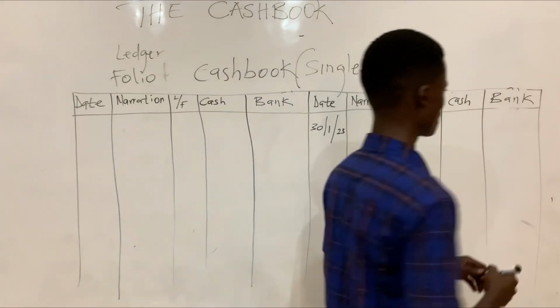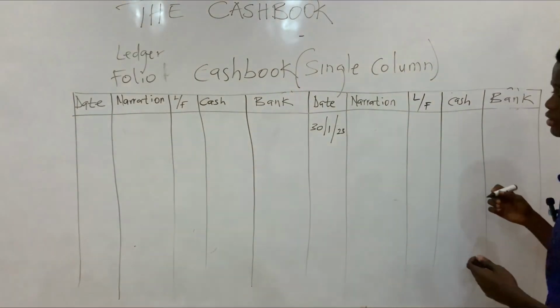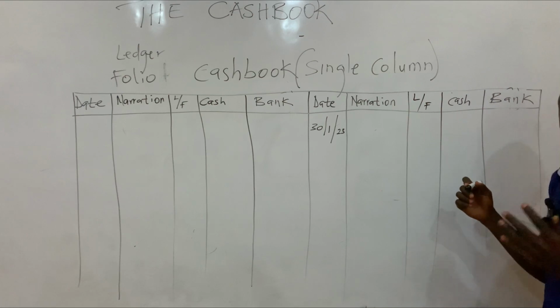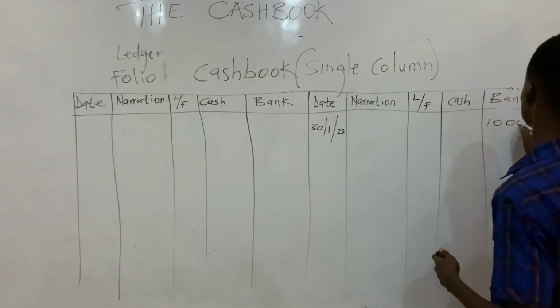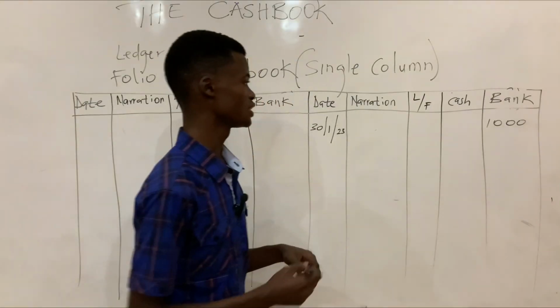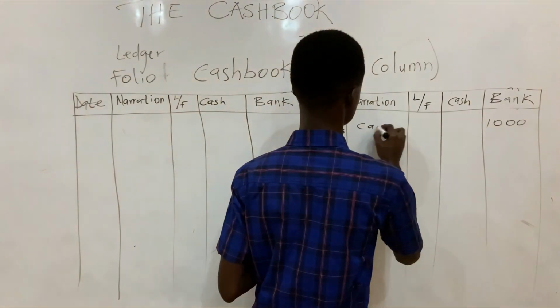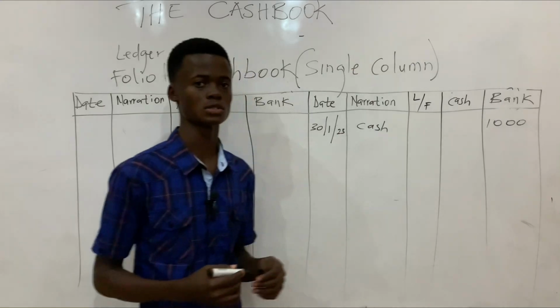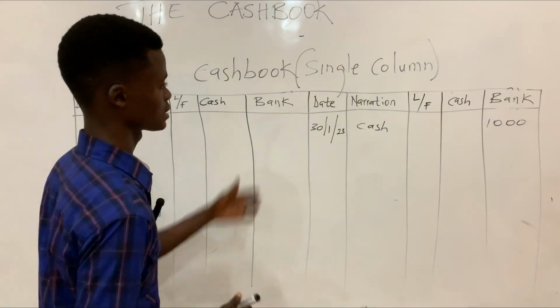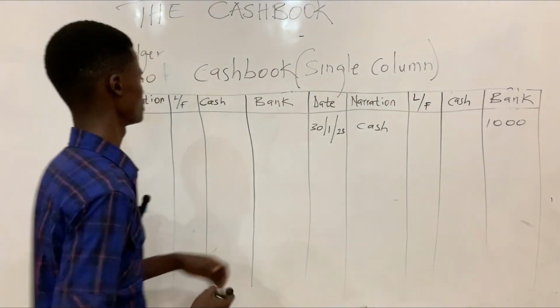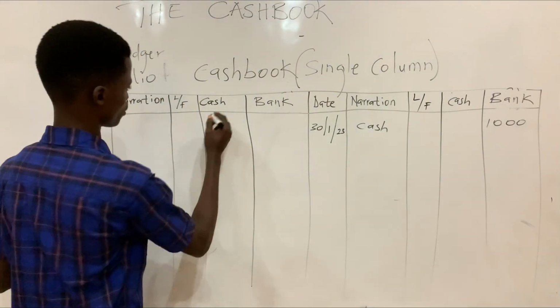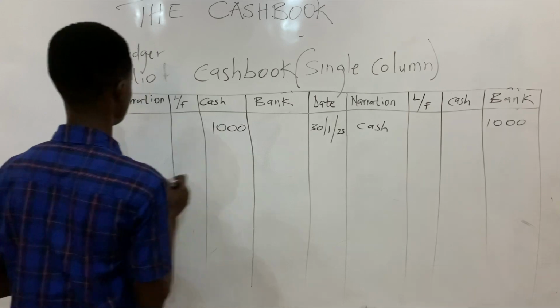So we will credit our bank column by, let's assume the transaction is $1,000. So we will credit the bank column by $1,000. And then the narration will be cash because cash is the corresponding account that's involved. After this, we will need to debit our cash column also by $1,000. So we will debit our cash column by $1,000 in the name of bank.